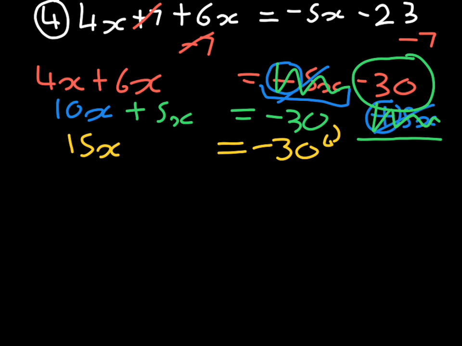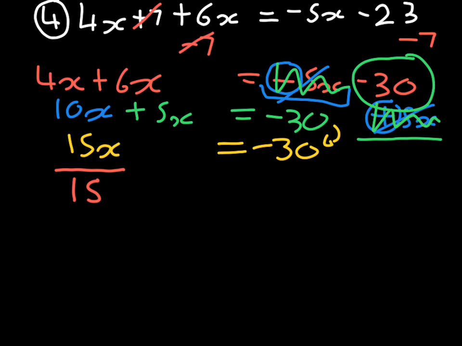Lastly, we need to get x alone. And to do this, we need to get rid of this coefficient. And we get rid of this coefficient by dividing the entire term by the coefficient of x. And the coefficient of x is 15. Therefore, we divide 15x by 15.